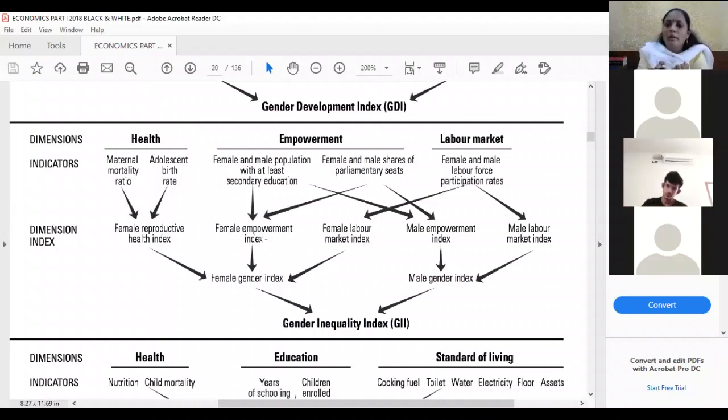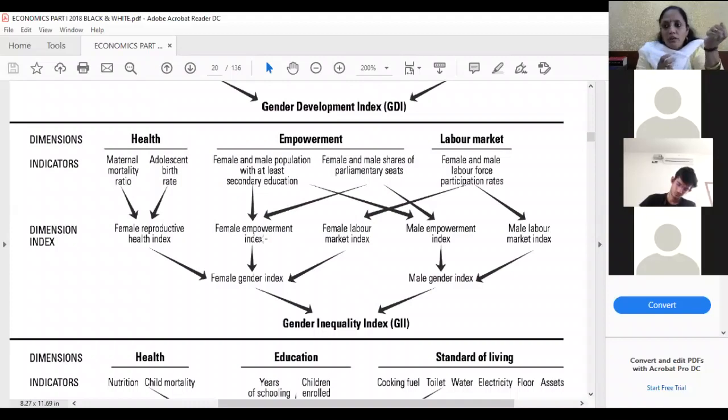And then they are going to combine this into the gender inequality index, right? For the men, it is only two positive things. One is if they have more empowerment. Number two, if they have more labor force participation. For women, in these two aspects, it will be lesser.